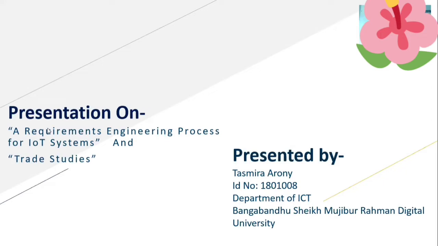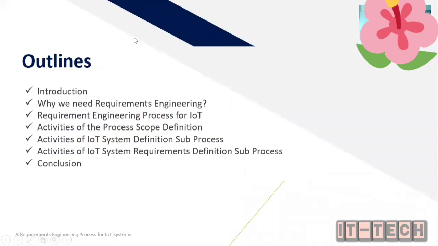My presentation topic is a requirement engineering process for IoT system and trade studies. Those are the outlines for requirement engineering process: Introduction: why we need requirement engineering; requirement engineering process for IoT; activities of the process scope definition; activities of IoT system definition subprocess; activities of IoT system requirements definition subprocess; and conclusion.